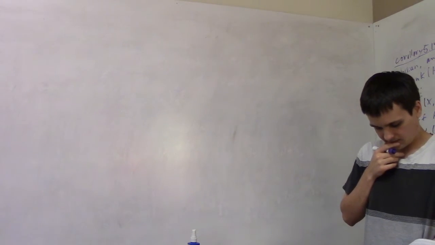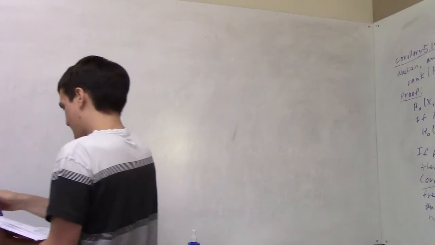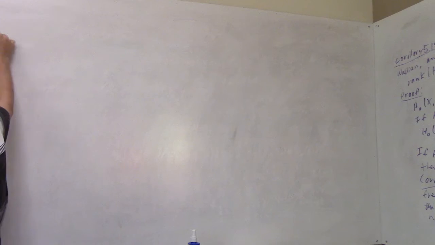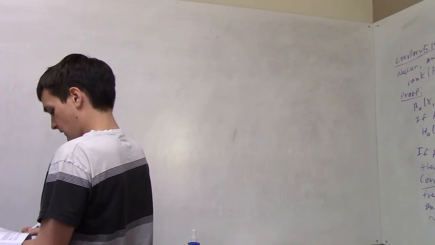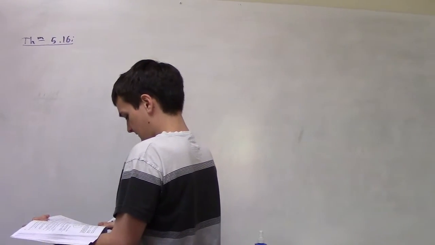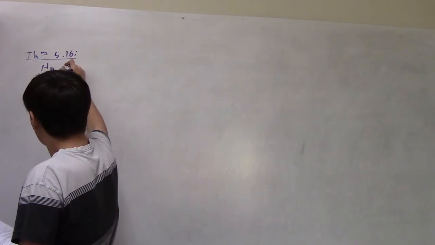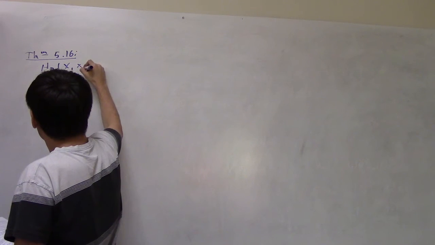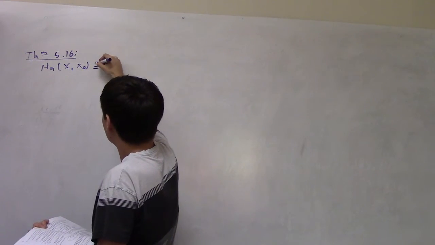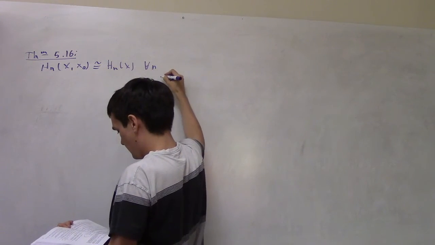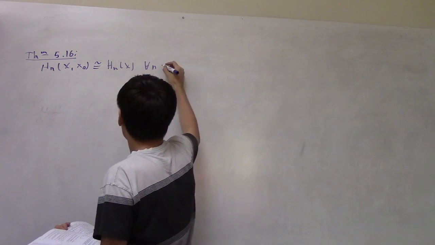Let's see what we're at next. Theorem 5.16. Let X be a space with base point x naught. Then Hn of x naught is isomorphic to Hn of x for all n greater than or equal to 1.